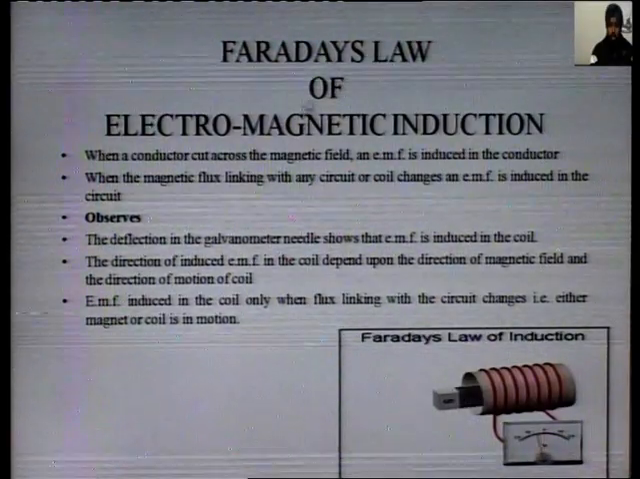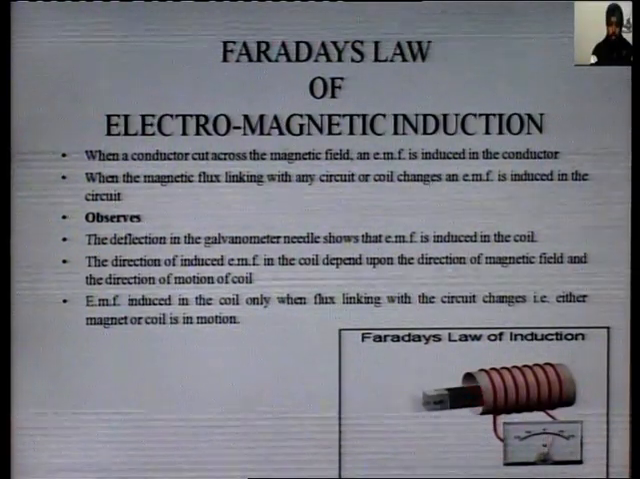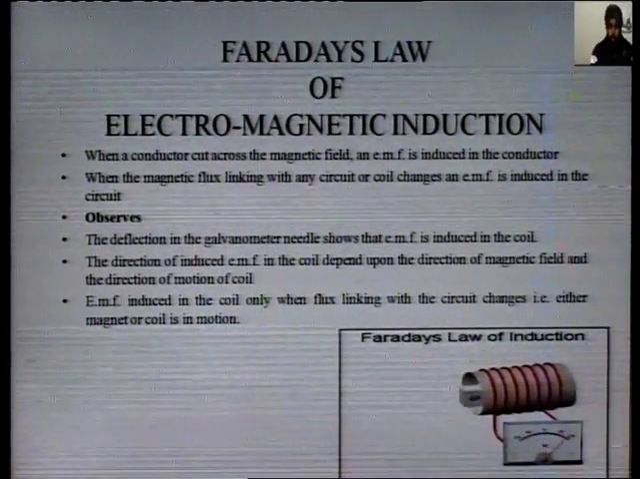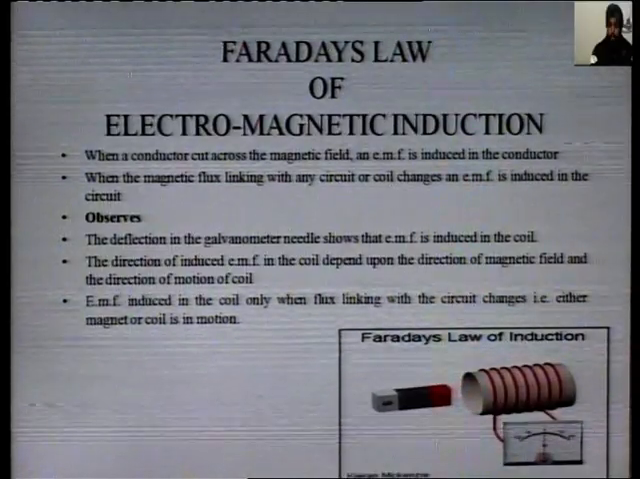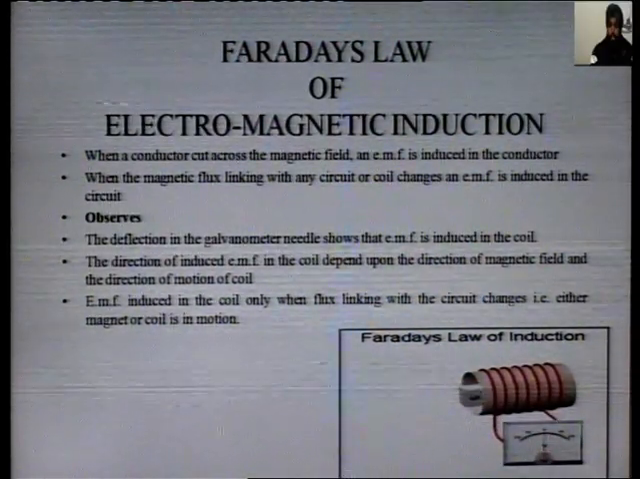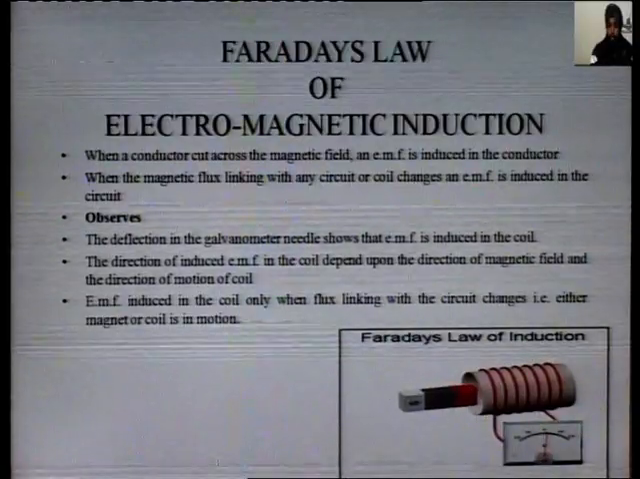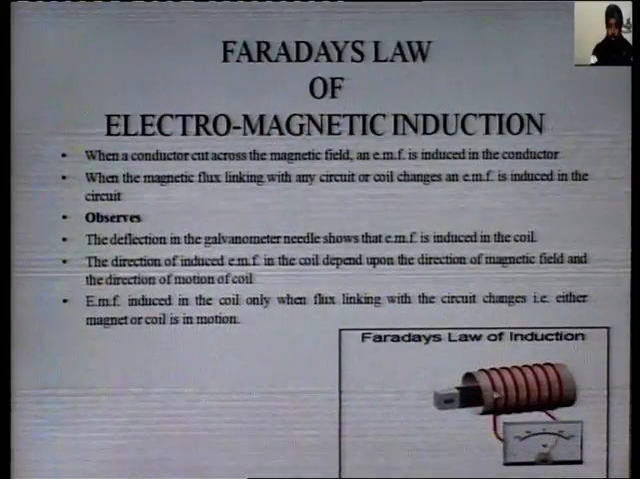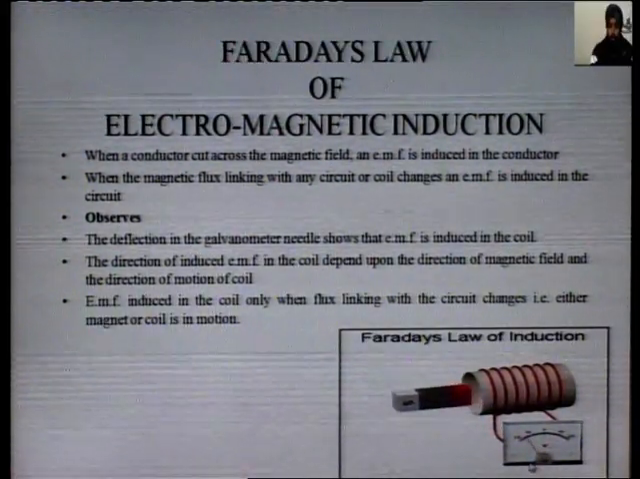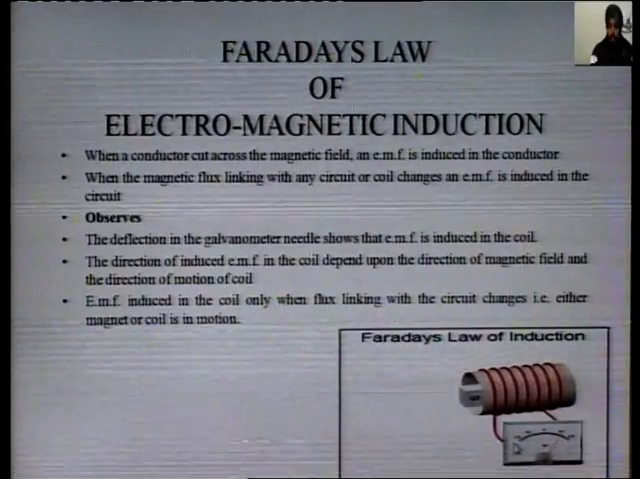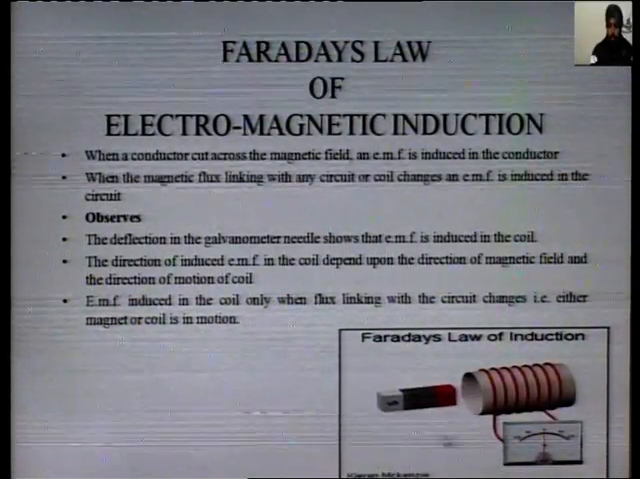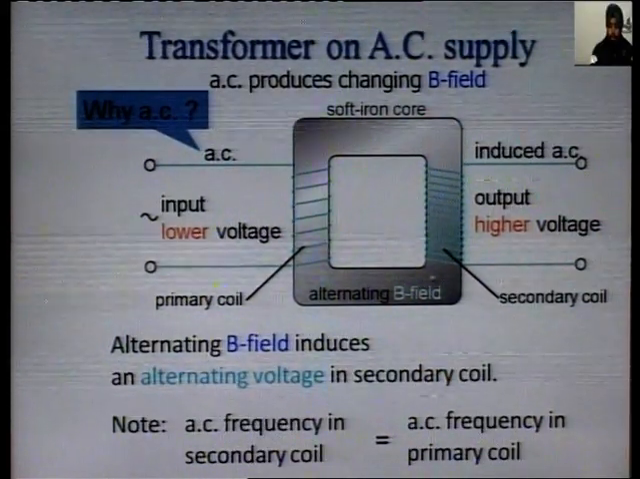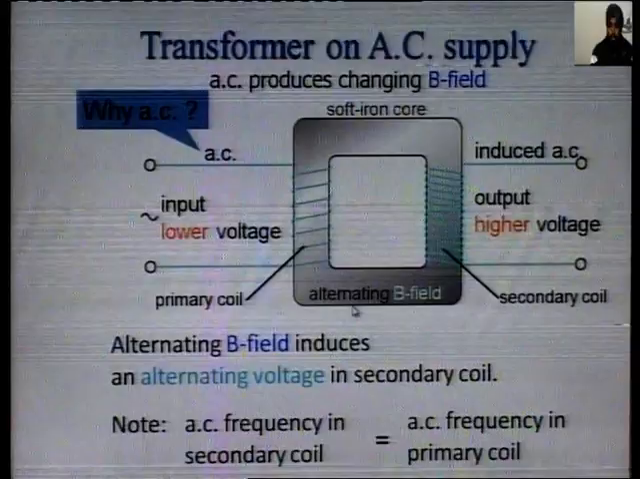So this is the explanation of Faraday's law. According to Faraday's law, whenever a conductor cuts across a magnetic field, an EMF is induced in the conductor. And the second definition is whenever the magnetic flux linking with any circuit or coil changes, an EMF is induced in the circuit. So in this diagram you can see whenever the flux linking with the circuit changes, an EMF is induced in the circuit. The same principle we use in the transformer, but here the flux change is obtained with the alternating magnetic field.